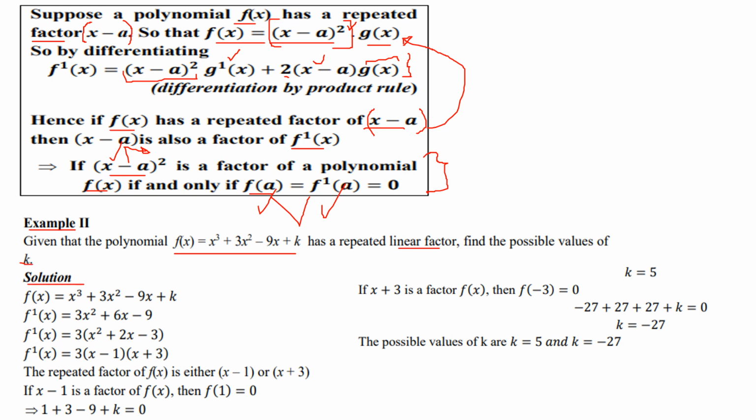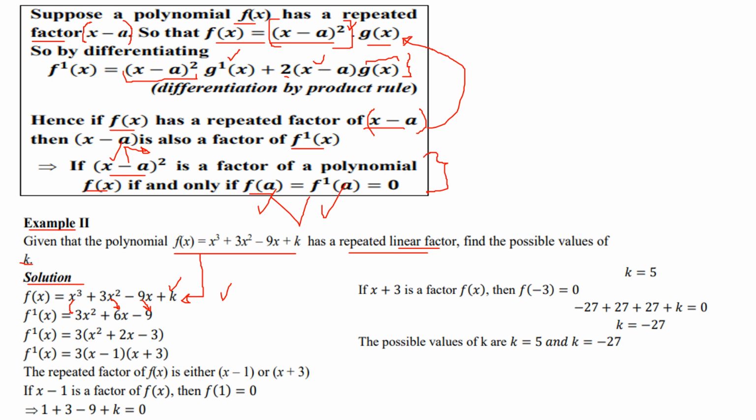Now the solution. We are saying that the polynomial function f of x is equal to this. But now they talked about a repeated linear factor. Whenever they talk about repeated, just know that you're supposed to get the derivative of the function. On getting its derivative, differentiating x cubed will give us 3x squared. Differentiating 3x squared is going to give us 6x. Differentiating negative 9x is going to give us negative 9. Differentiating a constant k is going to give us 0, so you're not seeing anything attached to it.